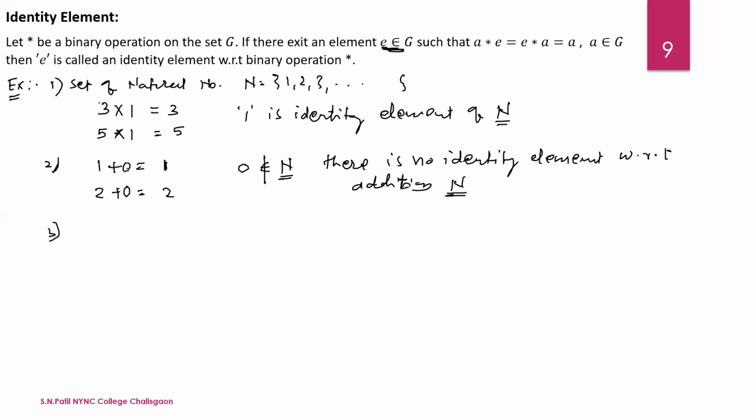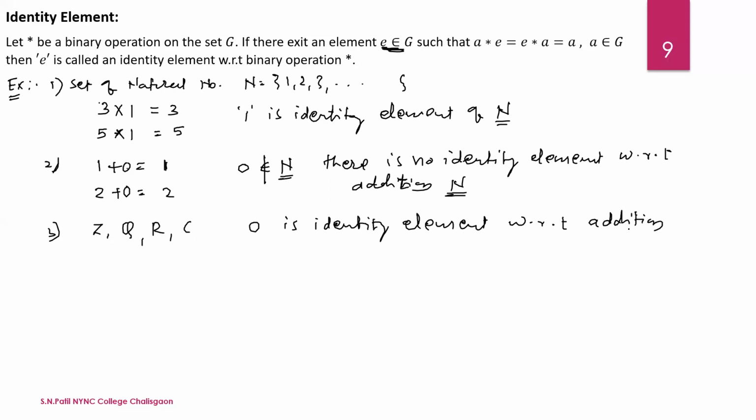Zero belongs to the set of integers, set of rationals, set of real numbers, and set of complex numbers. In these sets, zero is an identity element with respect to addition.